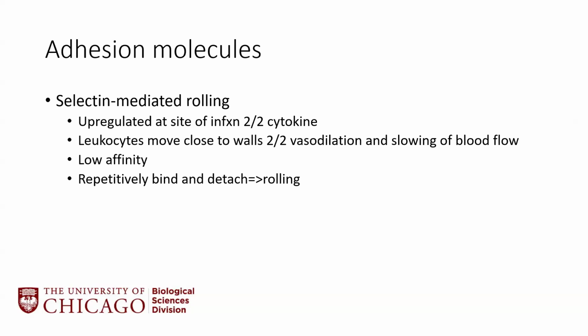So the selectin-mediated rolling is upregulated at the site of infection, which we discussed. The leukocytes move close to the walls due to vasodilation and slowing of the blood flow. So you get vasodilation, you get slowing of the blood flow, you get that low affinity connection, and you get this repetitive binding and detach, bind. So it actually starts rolling around on the outside of the endothelium.